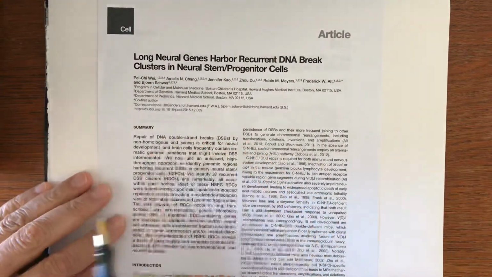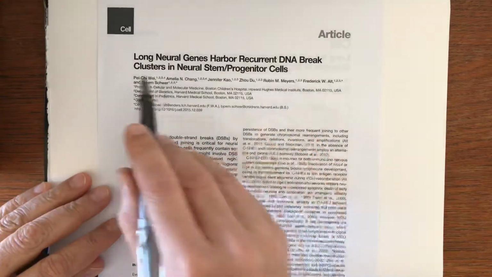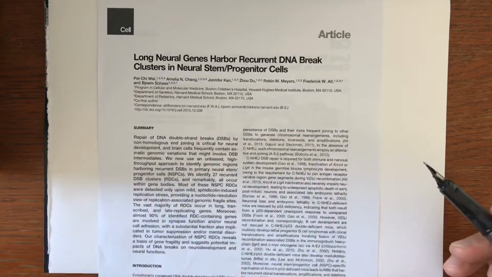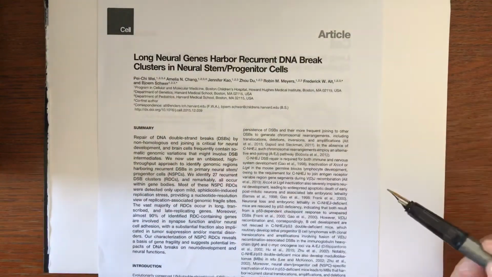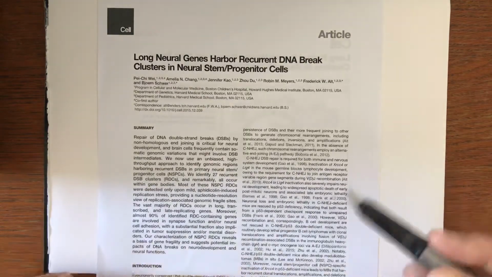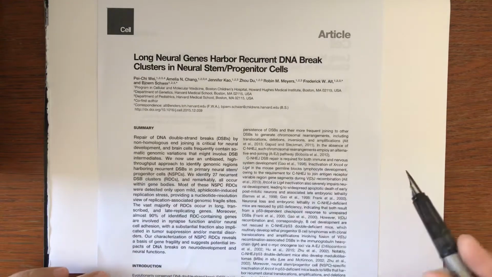Long neural genes harbor recurrent DNA break clusters in neural stem-progenitor cells. So it's a complete sentence here, and it's a statement. Their finding is that they found that these specific genes harbor DNA break clusters. Okay, so its significance may not be immediately obvious.